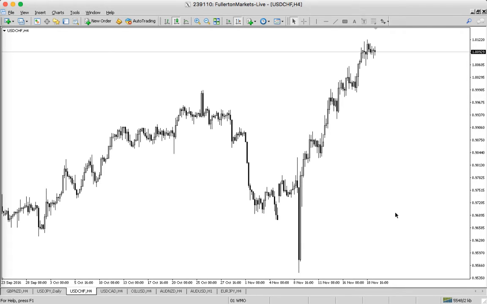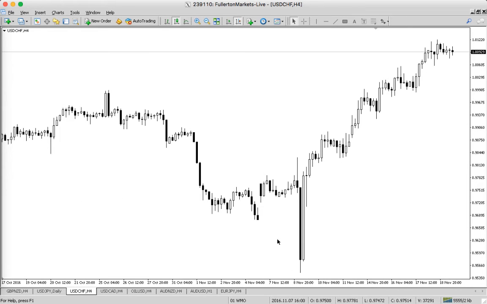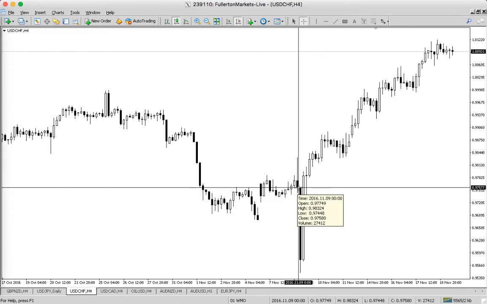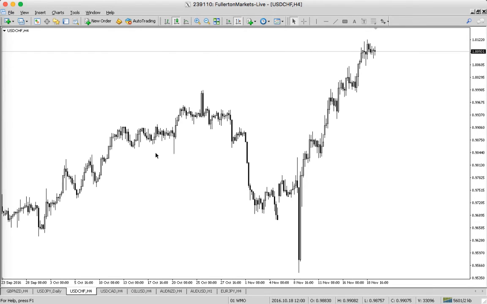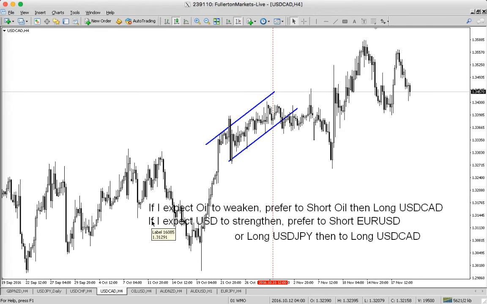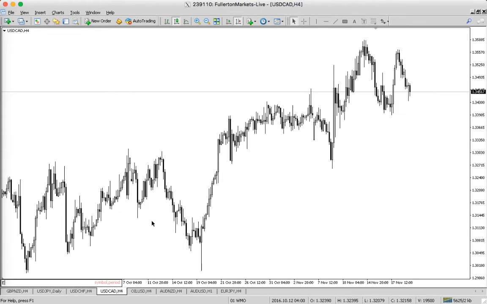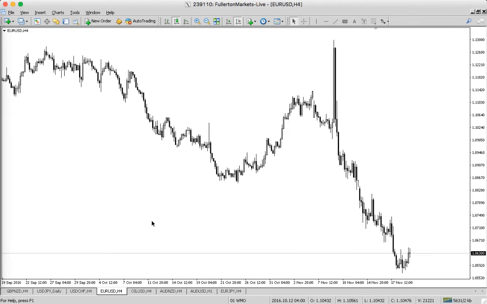So this is the dollar Swiss franc H4. As you can see, this is the time when the result was released. The 4-hour candle went down and the next 4-hour candle went up. That is how the market reacted initially and after. In any case, the dollar Swiss franc is heading upwards, just like what the euro dollar is doing, but in the opposite direction.